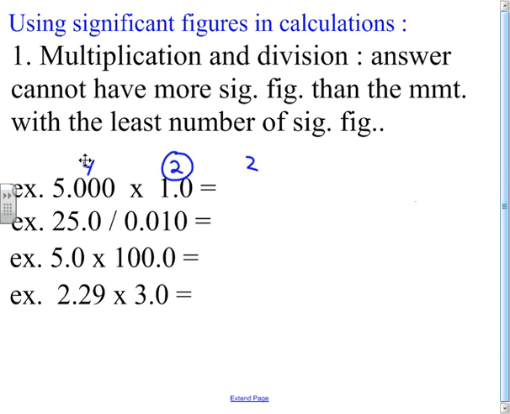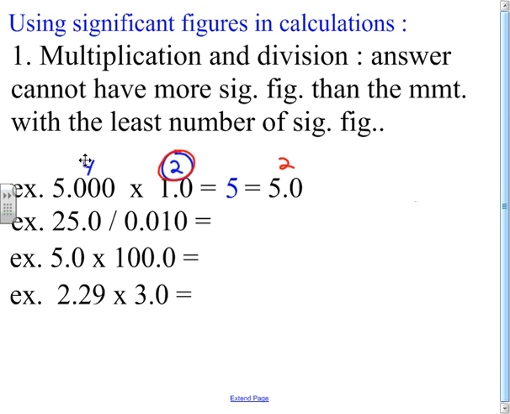So if I get my calculator out, multiply 5 times 1, I'm going to see the number 5. The number 5 only has one significant figure, and so I need to make that 5.0 because now I have two significant figures matching my number with the least number of significant figures.